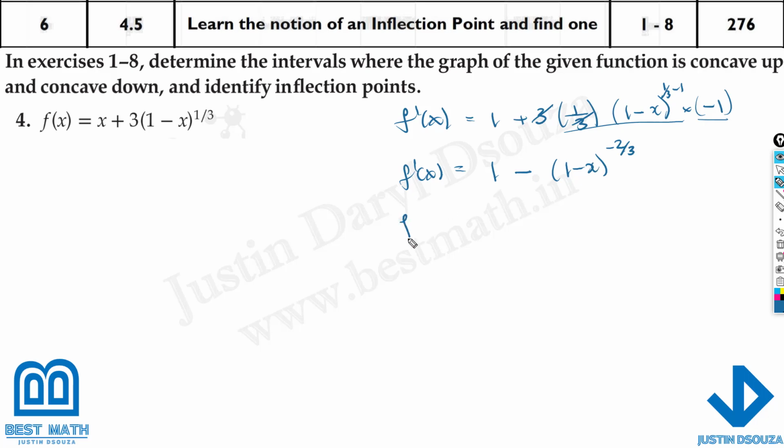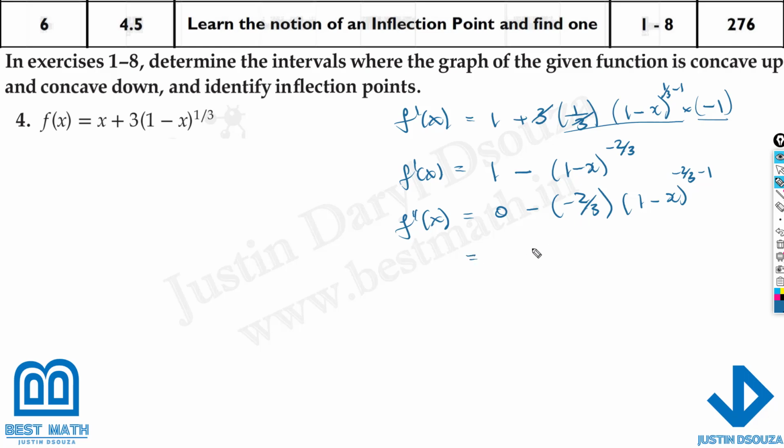This is the first derivative. Now let's do the second derivative. When we do the second derivative, it's going to be 0 minus, and we'll have minus 2/3. 1, let me just remove that. 1 minus x. Now minus 2/3 minus 1.